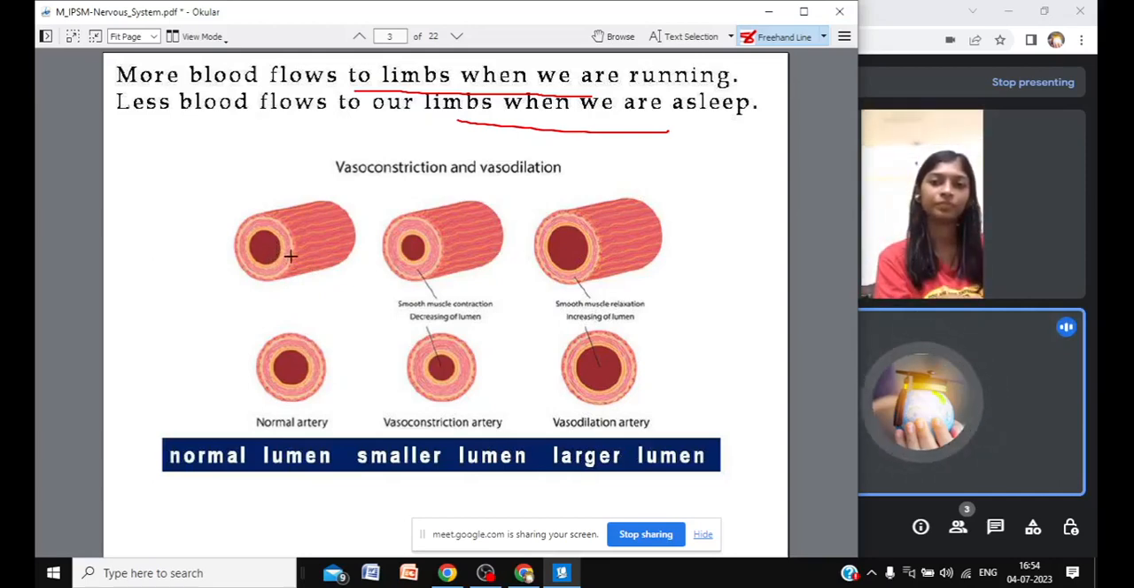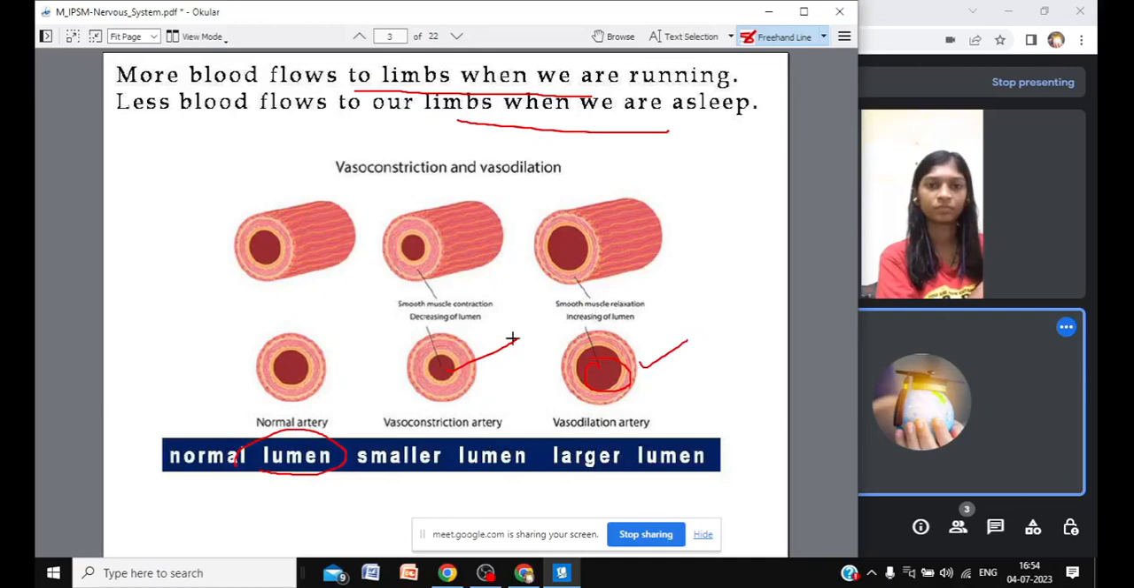The hole of the blood vessel we call the lumen. When the lumen is narrow, less blood will flow. When the lumen is wider, then more blood will flow.